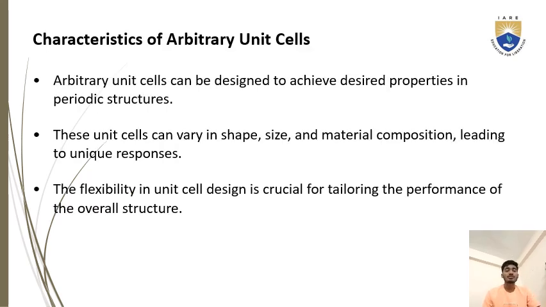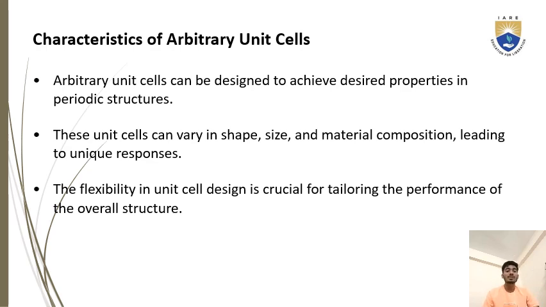Geometric characteristics. Shape. Arbitrary unit cells can have any shape, including polyhedra, polytopes, or other complex geometries. Size. The size of the unit cell can vary and it may not be uniform in all directions. Orientation. The orientation of the unit cell in space can be arbitrary.